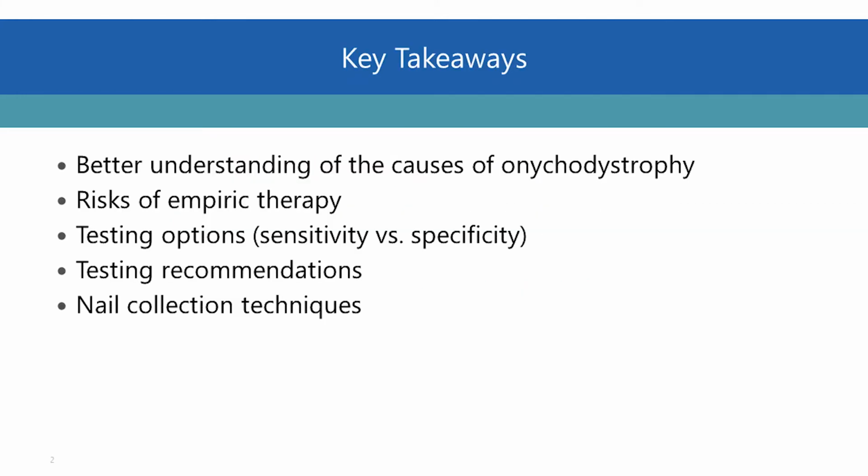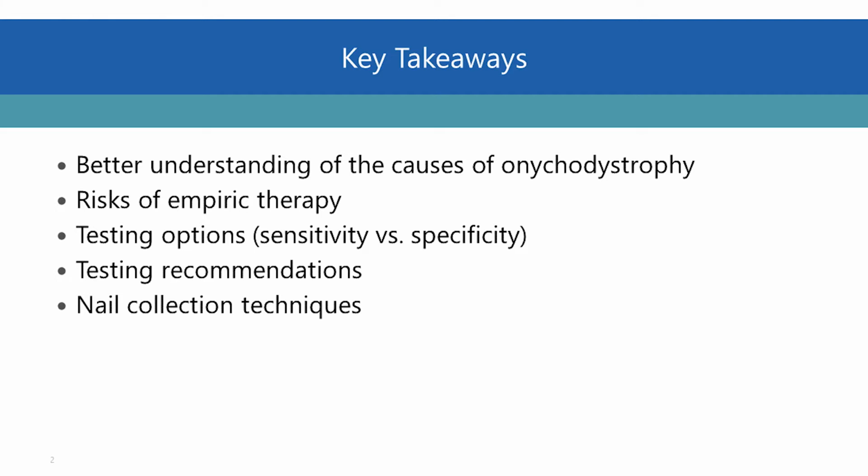There are a few takeaways that I would like to first discuss. Following this webinar, I would like for everyone to have a better understanding of the causes of onychodystrophy, and of the risks of empiric therapy. Oftentimes, as a podiatrist, when we see onychodystrophy, we decide to treat empirically with whatever our standard oral or topical antifungal is of choice. There are definitely risks associated with that, and I want to make sure everyone has a better understanding of what those are.